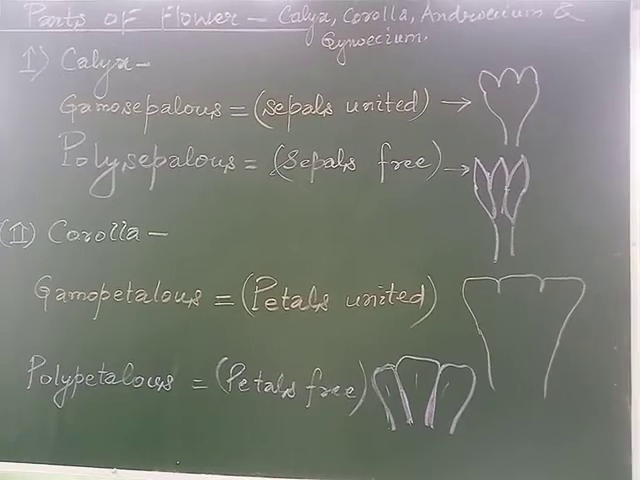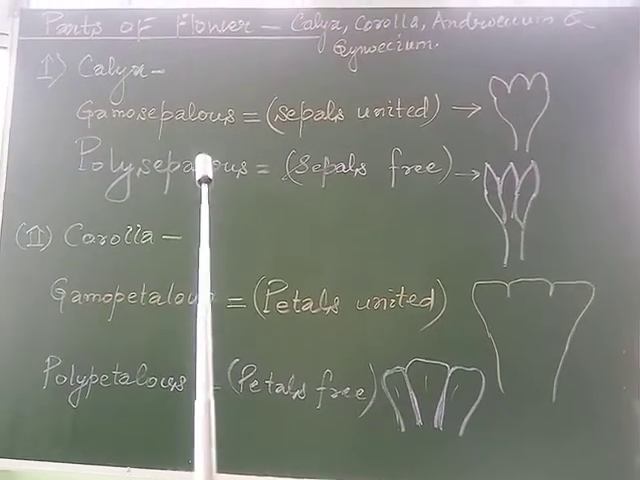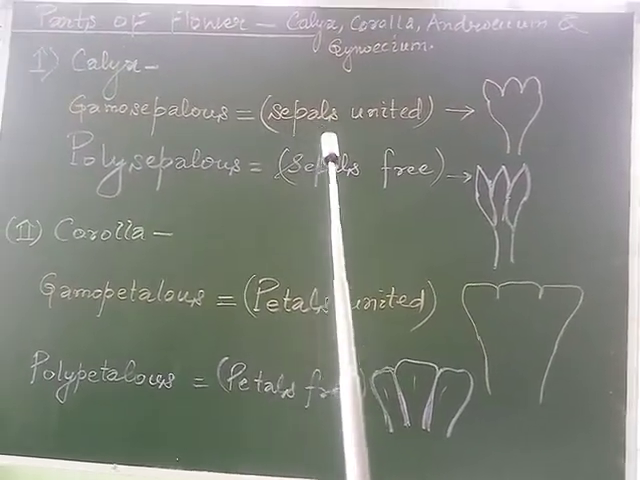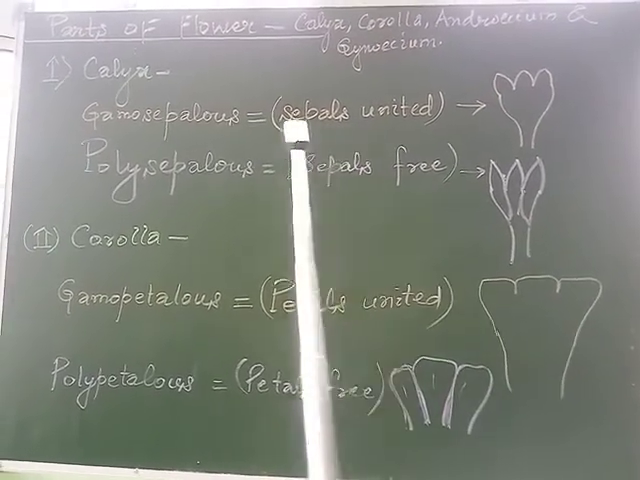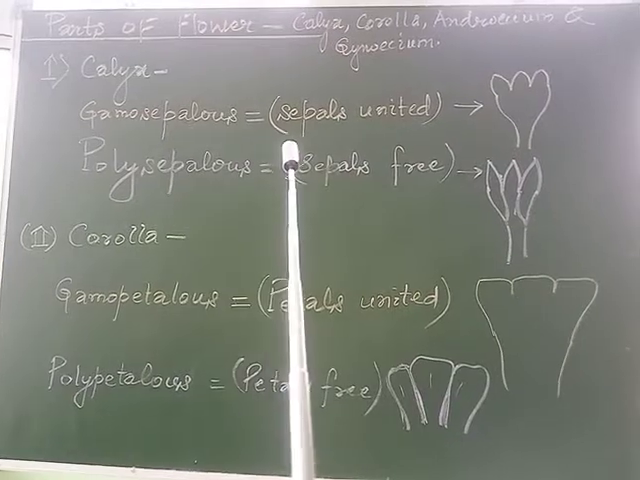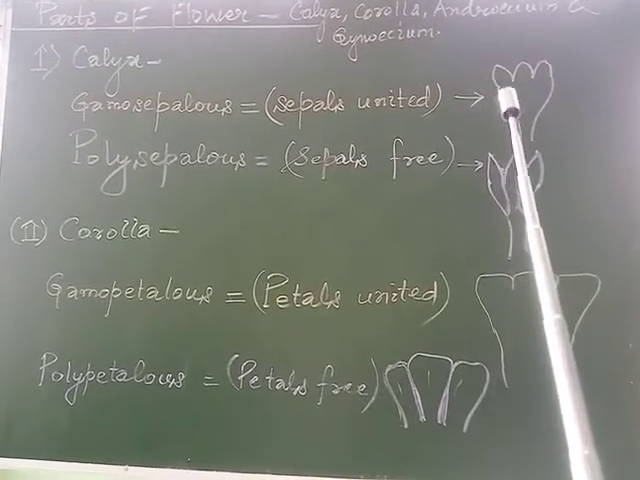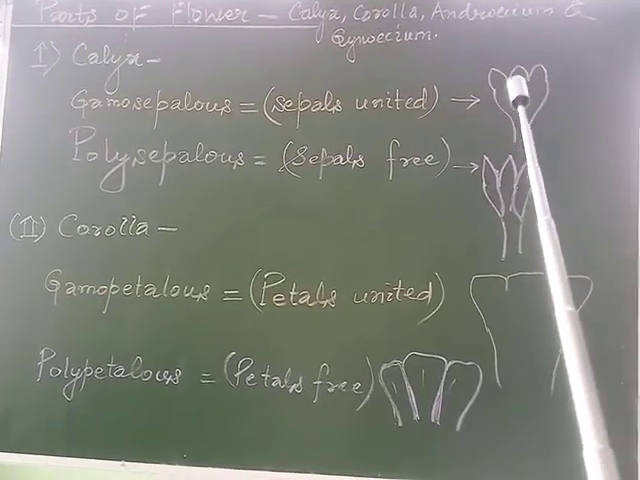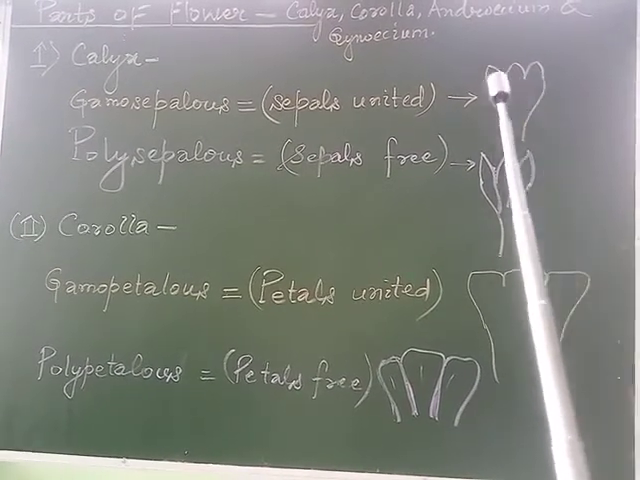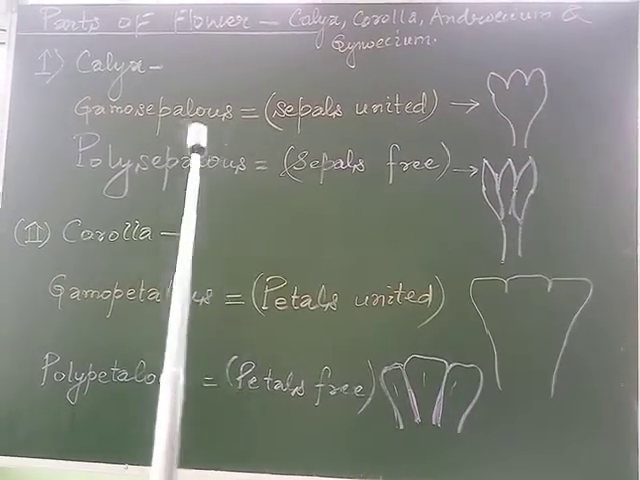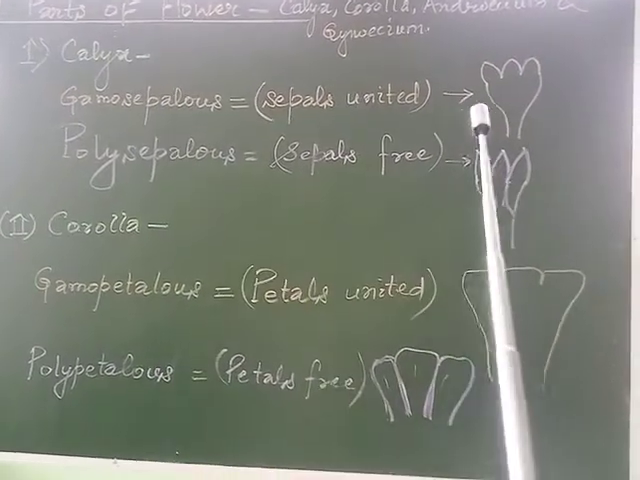For example, in some cases, the sepals of the flowers are united together. So the condition is called gamosepalous. For example, we may consider this as the unit of the sepals and they are united together. So the condition would be called a gamosepalous flower.